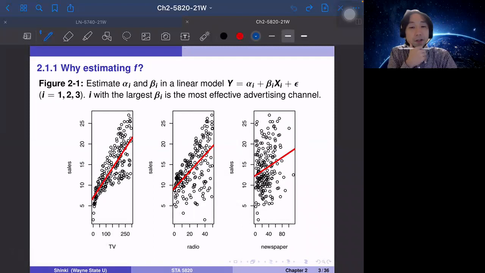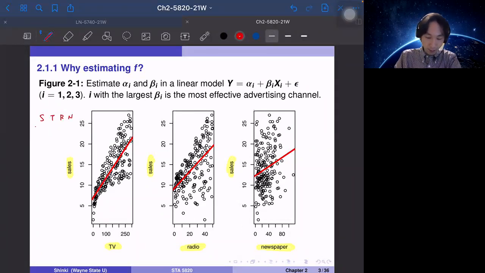So this is the figure. We have sales on the vertical scale and the advertisement on the horizontal scale. This is just a pairwise plot of the TV and the sales, the radio and the sales, and the newspaper and the sales. The original data should look like the sales, the TV, the radio, and the newspaper, and we have 200 observations.